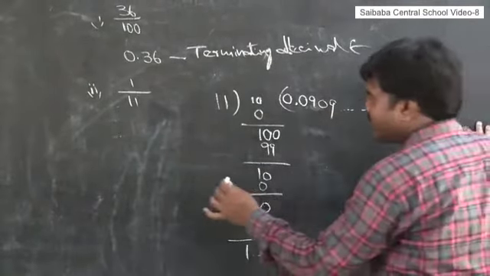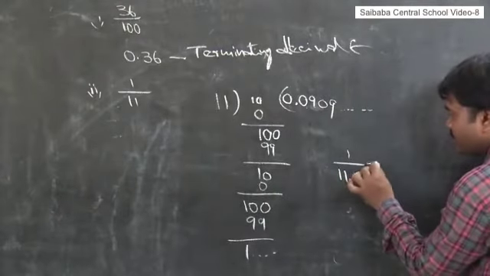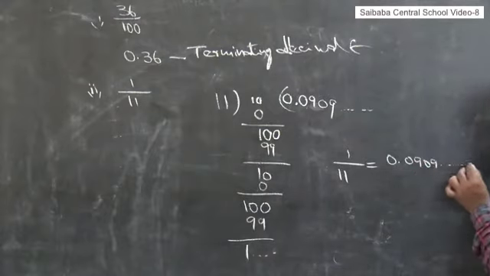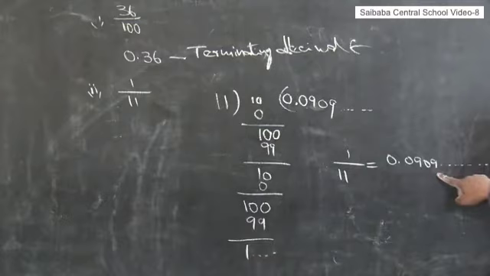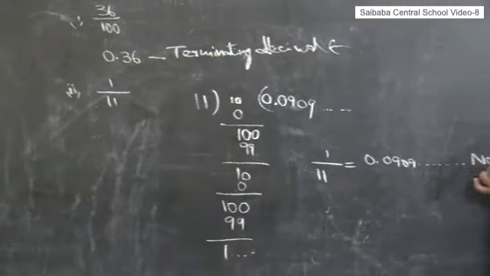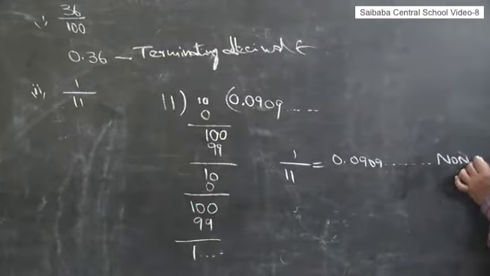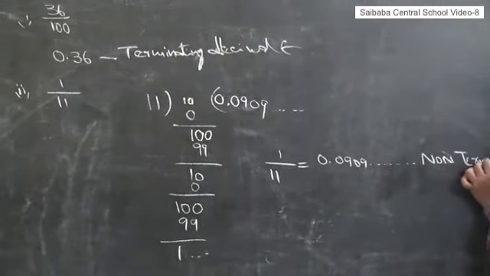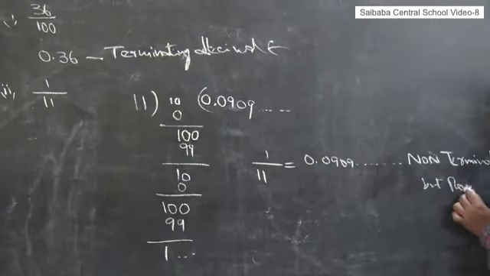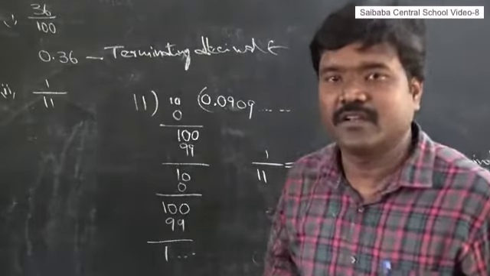Let me write it once more. Once again, the question is 1 by 11 is equal to 0.0909 and so on. Then what type of decimal expansion is it? There is no end, that's why it is non-terminating. It is a non-terminating but repeating decimal expansion, a non-terminating repeating decimal expansion.